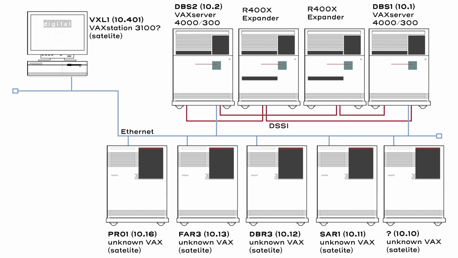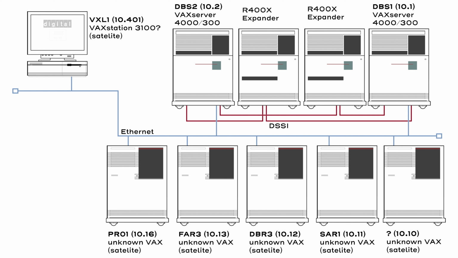I've also got some manuals for the VAXstation 3100, but I don't own a VAXstation 3100, so I think this could be a VAXstation 3100. But from the license perspective, and I will tell you about licenses in another video later, there's also something odd, because there is a really big license installed on DBS1. It was installed in 1994.